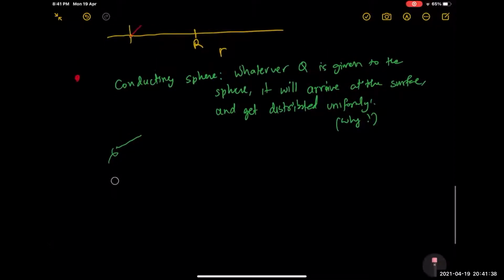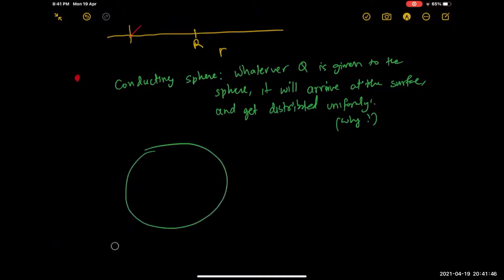See, why does this happen? I'll tell you next chapter. But if there is a sphere, a filled sphere, and what you do is you put a charge. If it's a conducting sphere, a metallic sphere, then every charge will arrive at the surface. So all charge arrives at the surface.